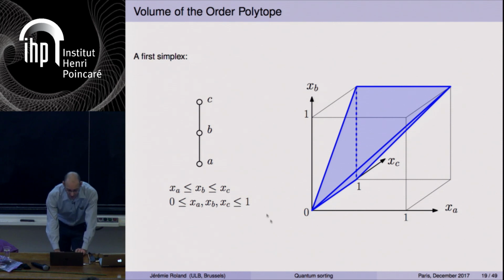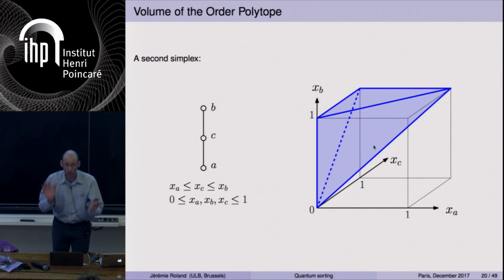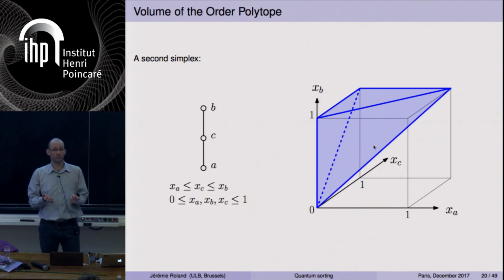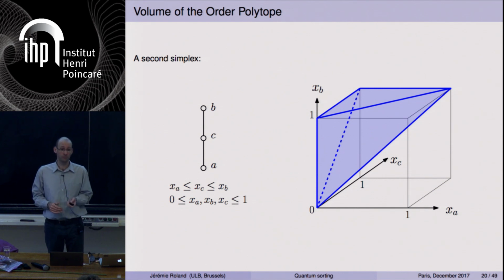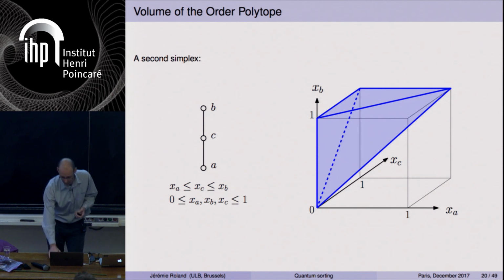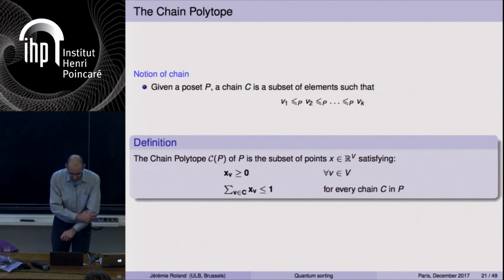The first option is when C is larger than B, so I get this volume here. And the other option is when B is larger than C, I get this other volume here. And if I take the union of these two things, I get my order polytope. Each of these simplices, I can show that it has volume 1 over factorial of n. So here, the volume is 2 over factorial of n, because indeed I have two total orders that are compatible with my partial order, because there are two ways to order B and C. Okay, so let's continue.